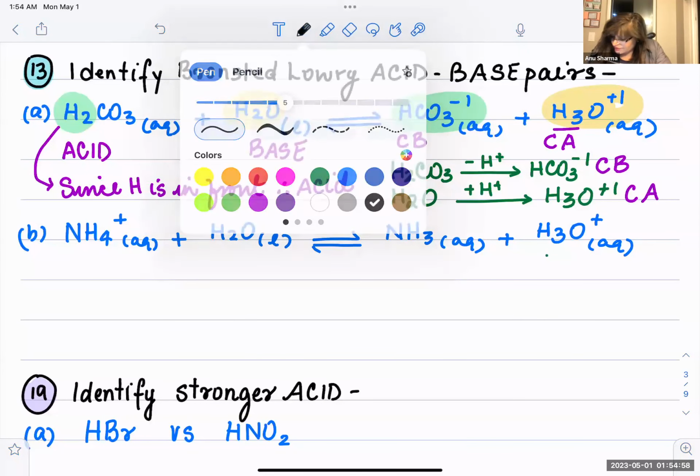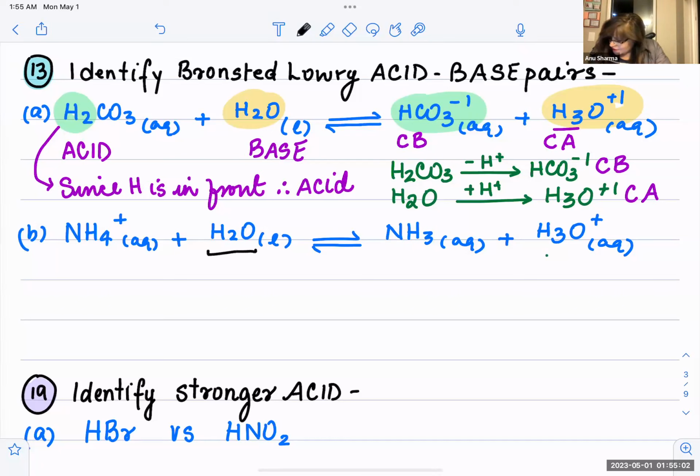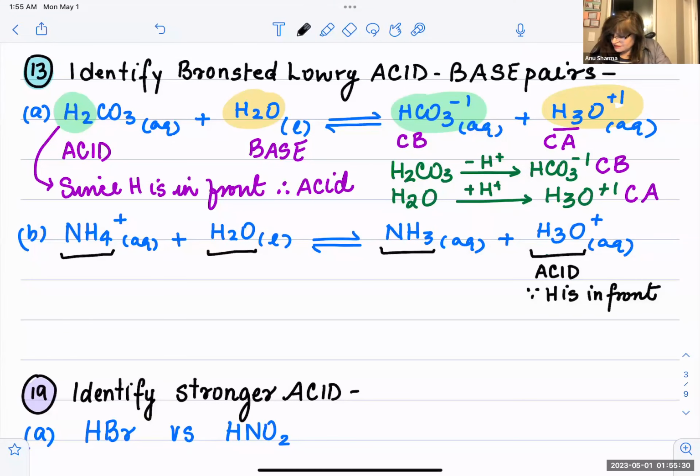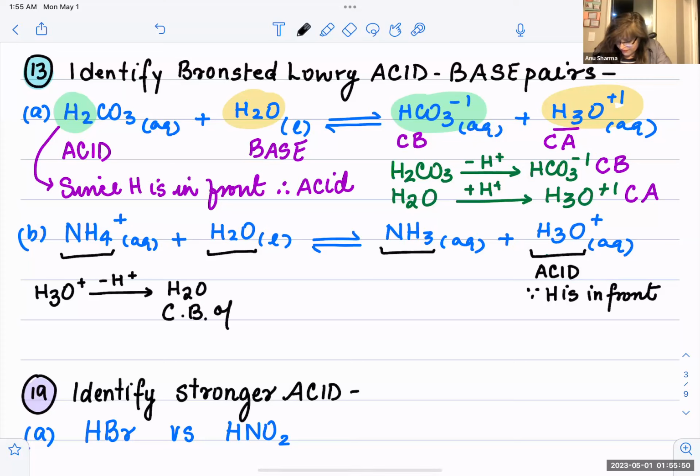Anyways, good practice. So here you see water and you have the hydronium ion. These are coming from the same family. Ammonium and ammonia are also related. So hydronium ion and water are related. This is an acid because it has more hydrogen ions and because hydrogen is in front. Now water is not an acid, but it is acting as an acid. Okay, so this is the Bronsted Lowry acid. H3O plus 1 minus 1 hydrogen ion, this is giving away 1 hydrogen ion. Obviously, this is acting as an acid. So H2O is the conjugate base of H3O plus 1.